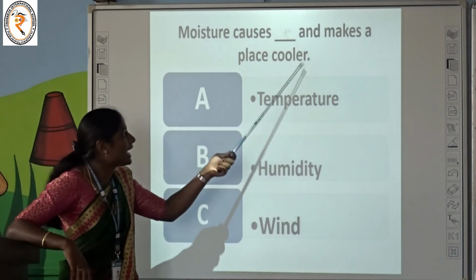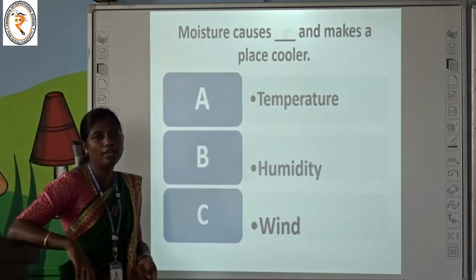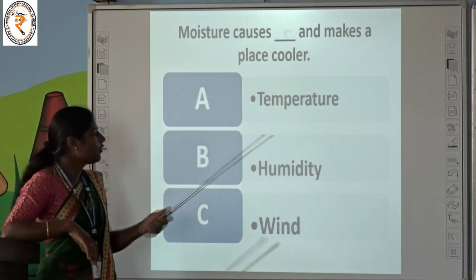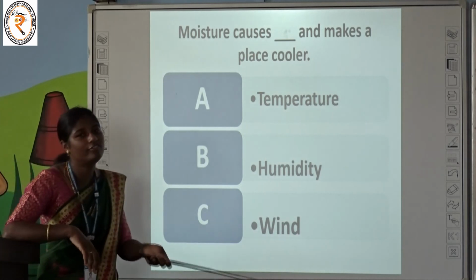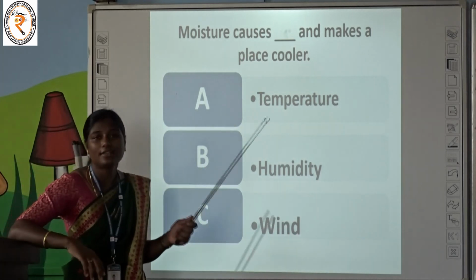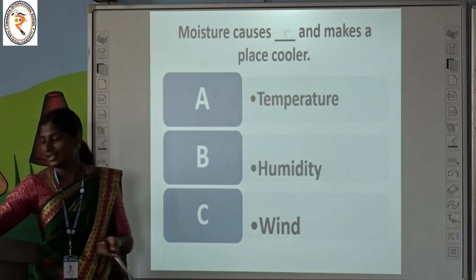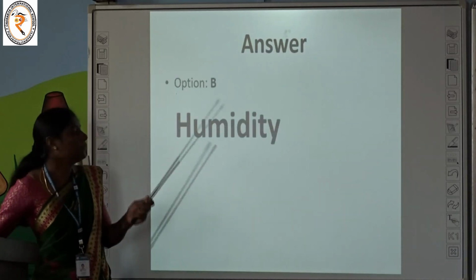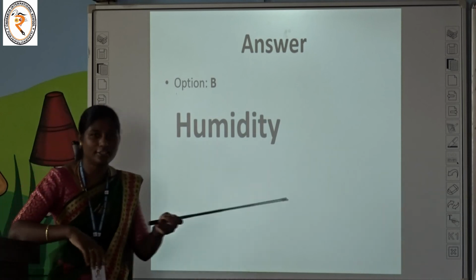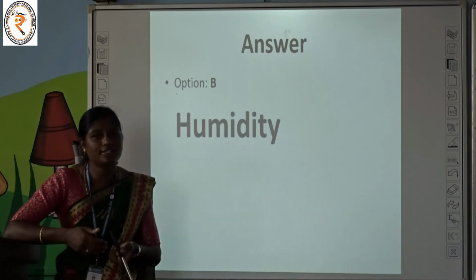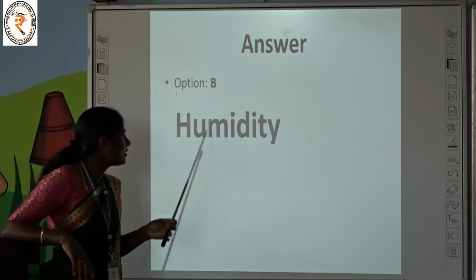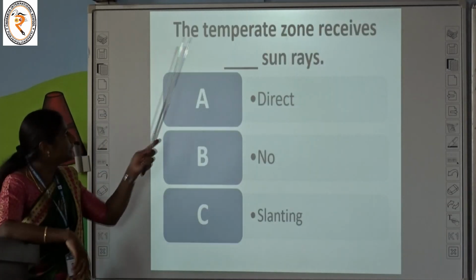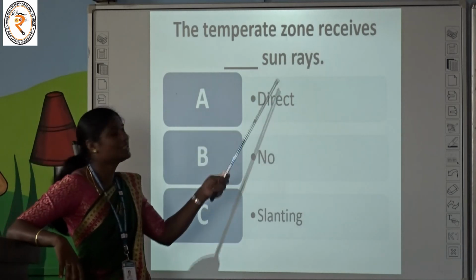Moisture causes dash and makes a place cooler. Moisture causes what? Option A, temperature; option B, humidity; option C, wind. The answer is option B, humidity. Moisture increases the water vapor in the air, which causes humidity. Okay, the third question is: the temperate zone receives dash sun rays.